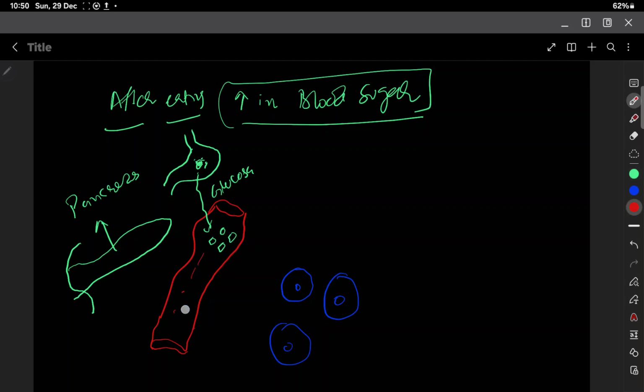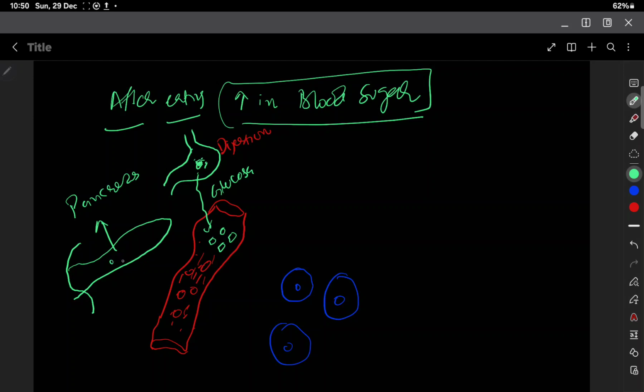And we have the blood. This is the blood, and this is the glucose. After digestion, the food is absorbed into the bloodstream in the form of glucose. And we have red blood cells also here. These are the red blood cells. In normal conditions, there is also the pancreas.